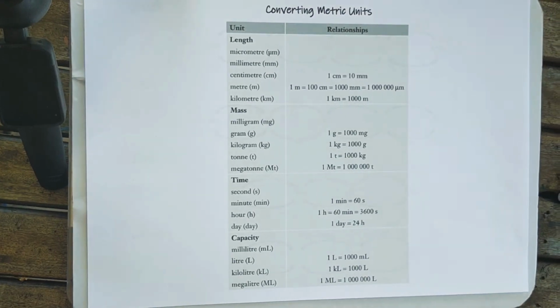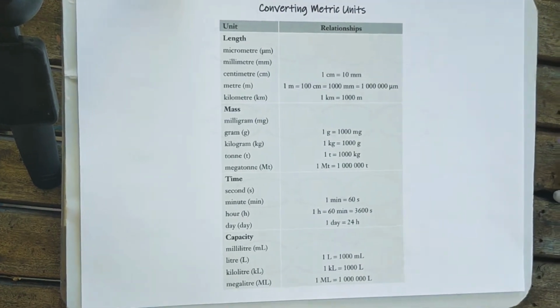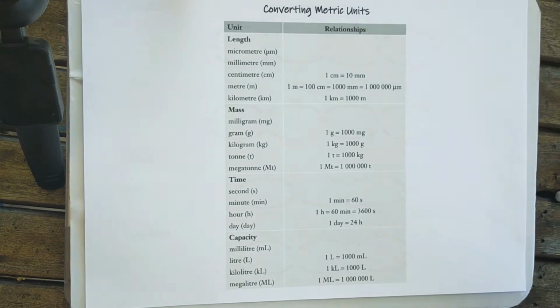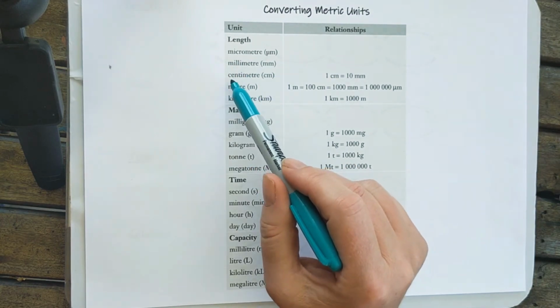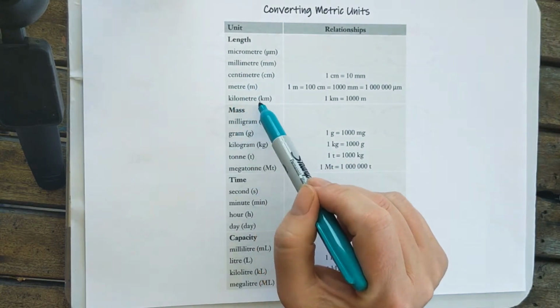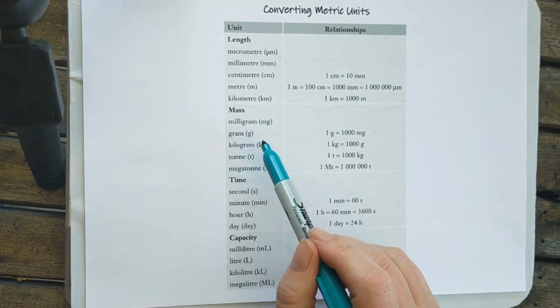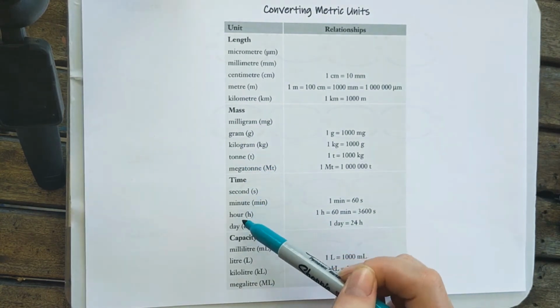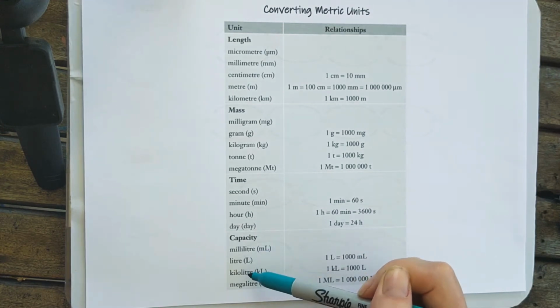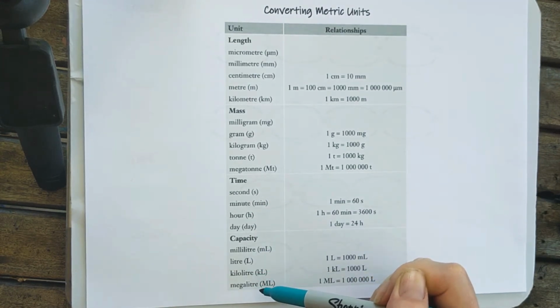Everyone. Today we're going to be looking at converting metric units. In Australia, we use metric units. So the units we use are micrometers, millimeters, centimeters, meters, kilometers, milligrams, grams, kilograms, tons, megatons, seconds, minutes, hours, days, milliliters, liters, kiloliters, and megaliters.